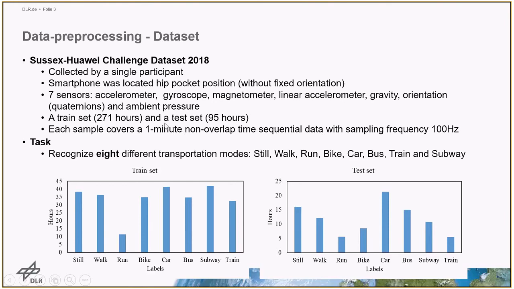Each sample covers 1 minute of non-overlapping time sequential data with sampling frequency 100 Hz. The task is to recognize 8 different transportation modes. Here is the distribution of different transportation modes on the train set and test set. We can notice that the data of different transportation modes are not balanced, and these two distributions are also not the same.